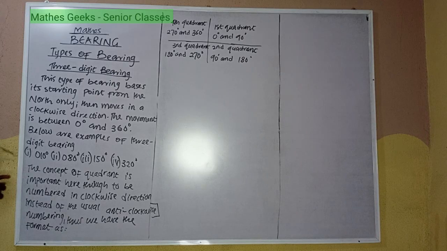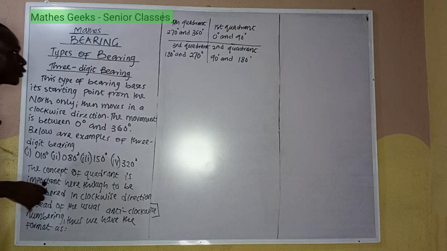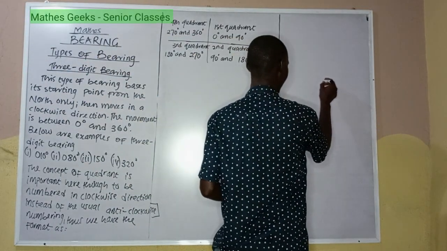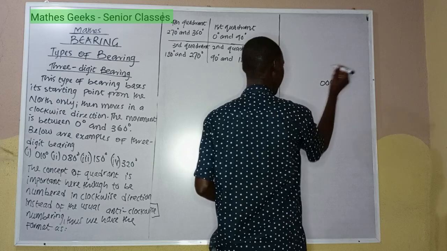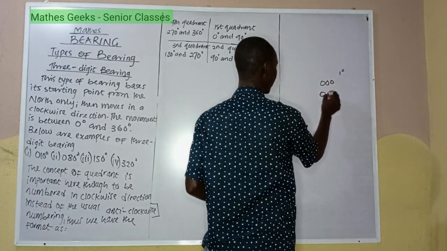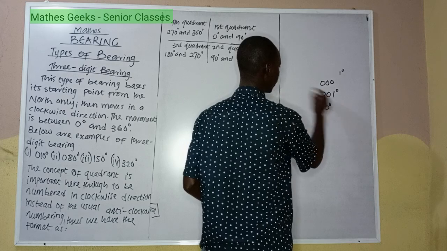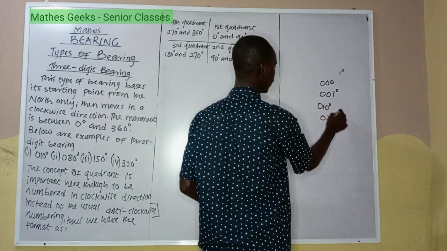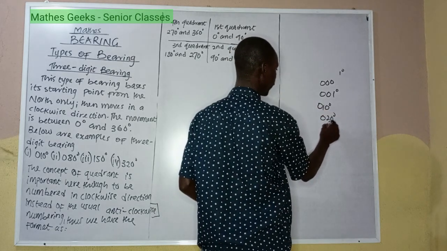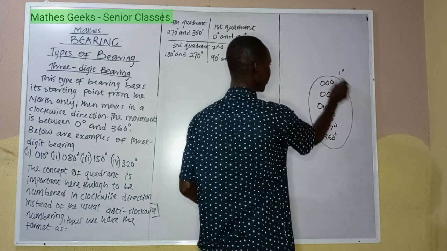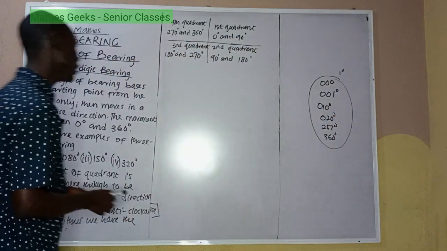So what you should know first is that with a 3-digit bearing, according to the name, your bearing is always in 3 digits. So you have 000. If your degree is 1 degree, that will be 001 degrees. If it is 10, it will be 010 degrees. If it's 20, 020 degrees. Also, maybe 257 degrees up to 360 degrees. So you're always in series. So that's why the name 3-digit bearing.